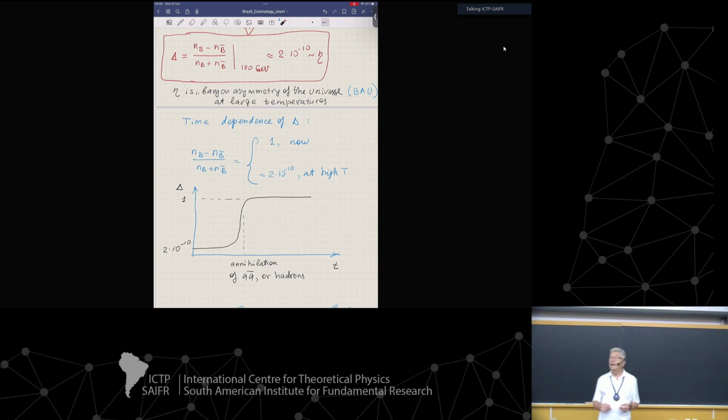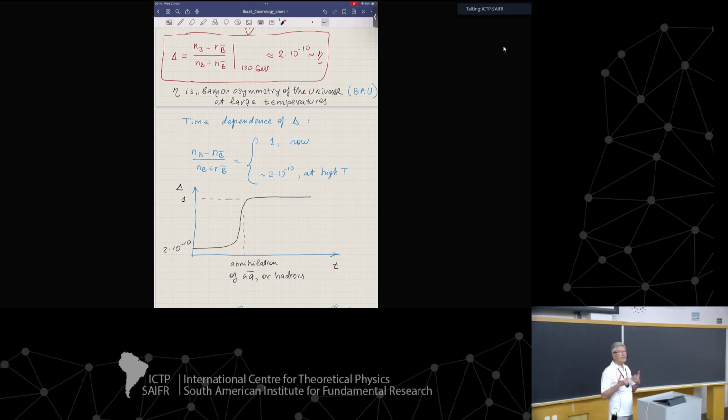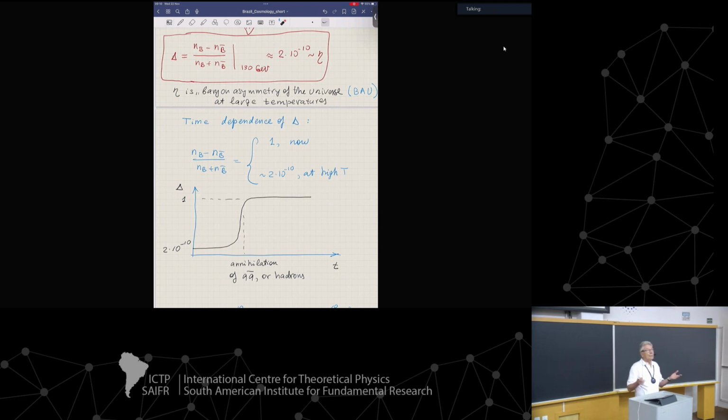Okay, and when the transition happens, it should happen at temperatures of the order of hundreds of MeV, tens of MeV. So where is the scale appearing from? This scale is appearing just from the mass of the proton. So we understand what is going to happen.